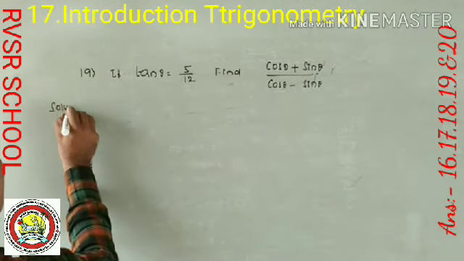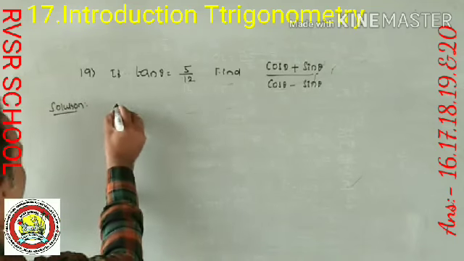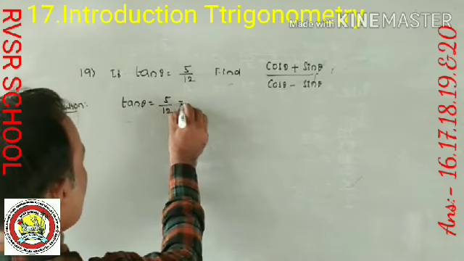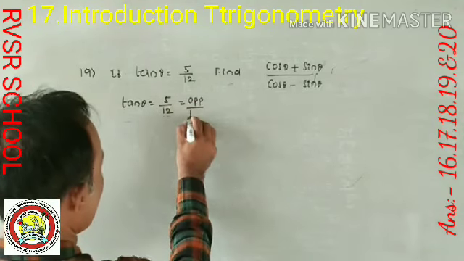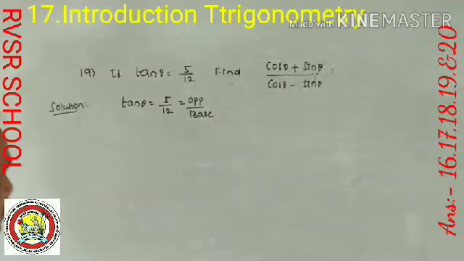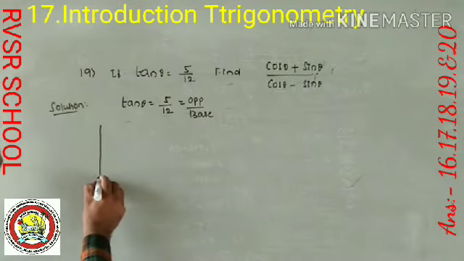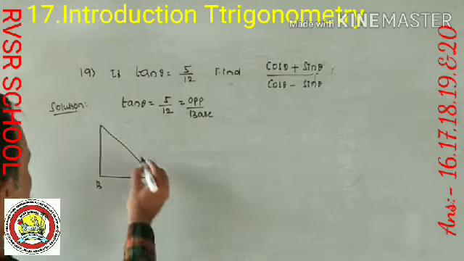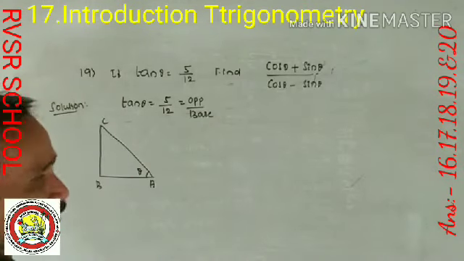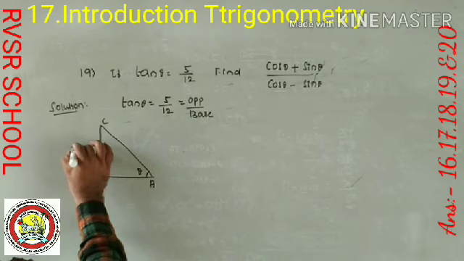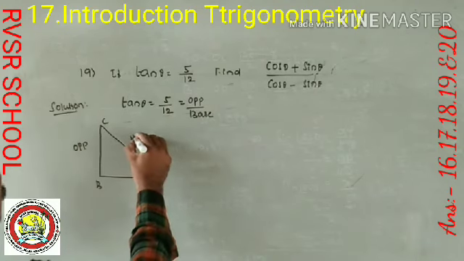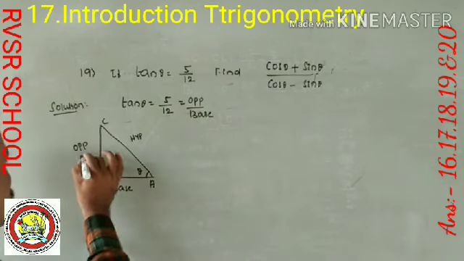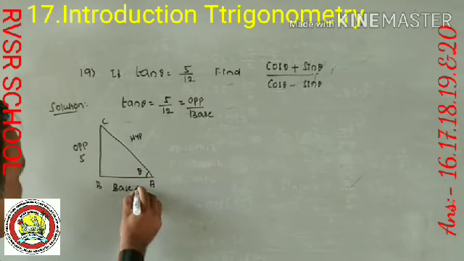What we need first is to find all three sides. As solution, tan theta is equal to 5 by 12. Tan ratio is opposite divided by base. Once again, draw a right angle triangle ABC. Consider A is the acute angle denoted by theta. If A is acute, this is opposite, this one is hypotenuse, and this one is base. So opposite is 5, and the base is 12.